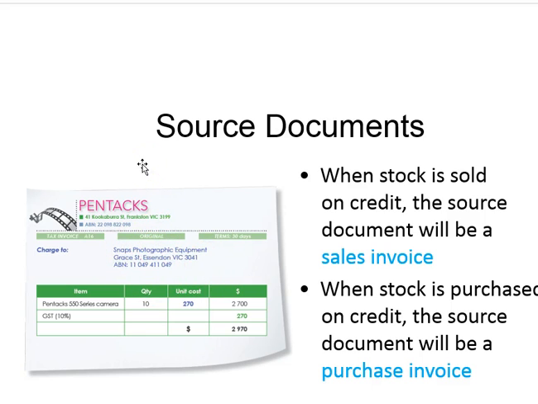When stock is purchased on credit, the source document will be a purchase invoice. Now, it will look exactly the same because they're both invoices. The difference being, we will be the person who was purchasing it. So it will say charge to and our business name, and it will come from another business. So that's the difference between a sales invoice and a purchase invoice. You need to really start to be quite onto that because you might get caught out.